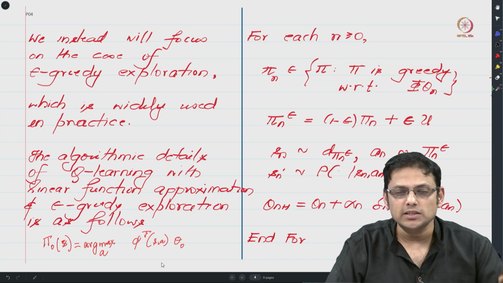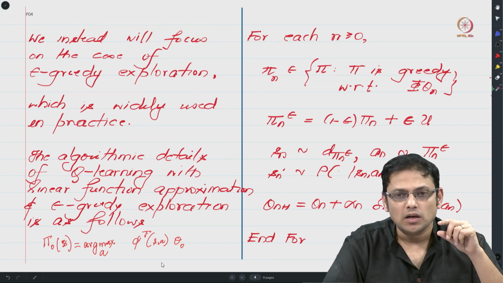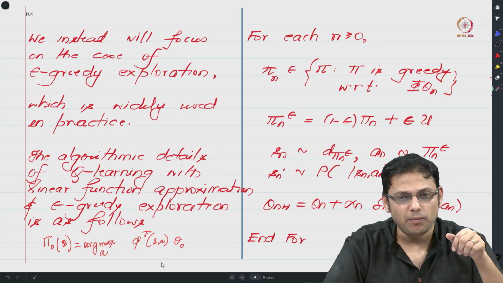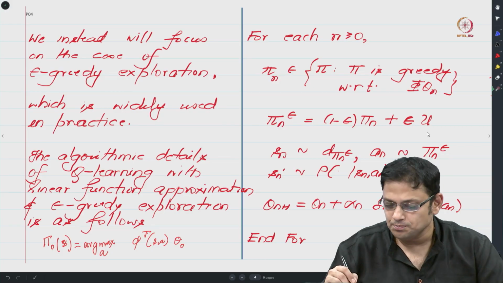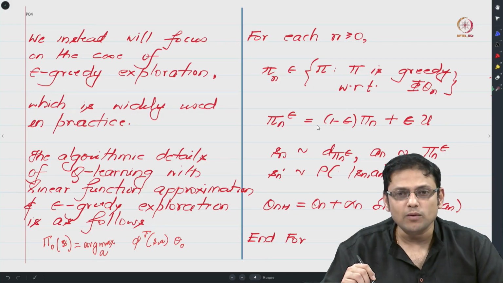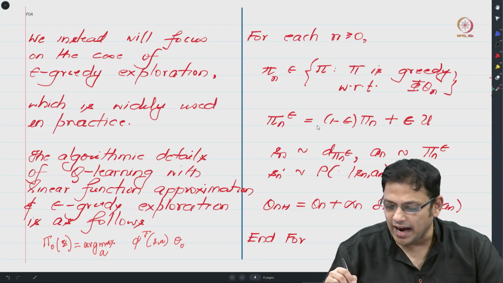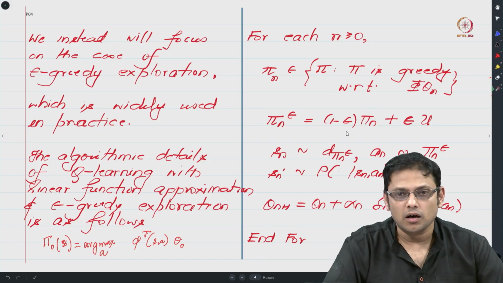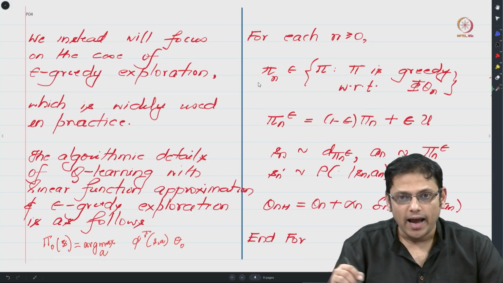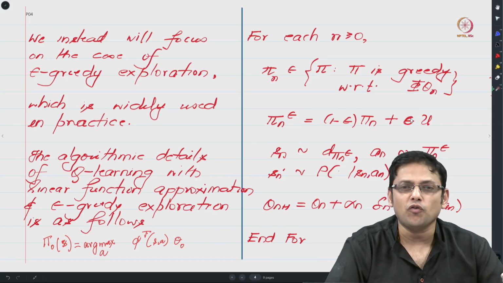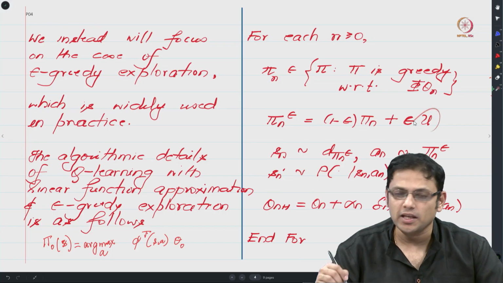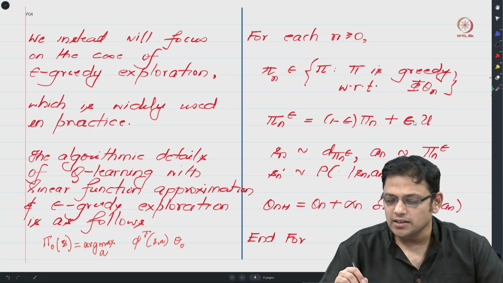Then we will use this pi 0 to cook up an epsilon greedy version of this policy pi 0. So what does epsilon greedy mean? It is specified over here. With probability 1 minus epsilon we will act according to the policy pi 0, and with probability epsilon we will pick an action uniformly randomly. So this is like a uniformly random policy.